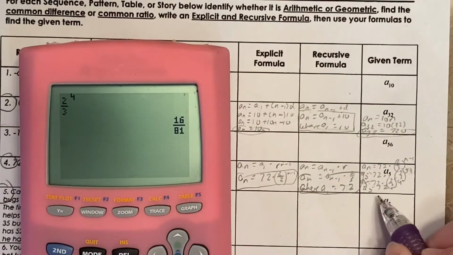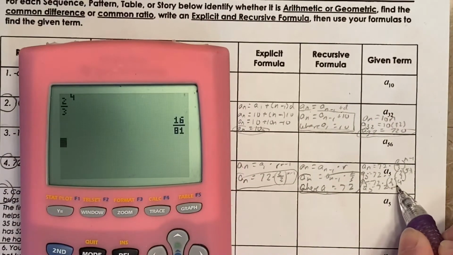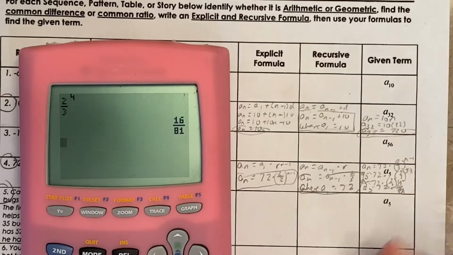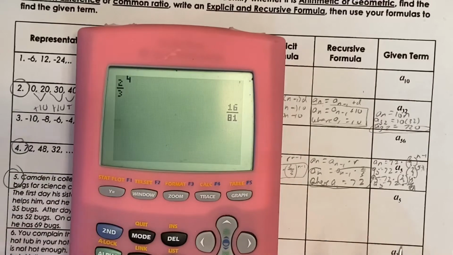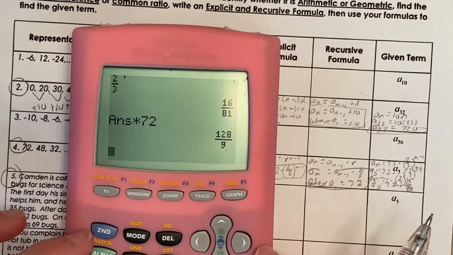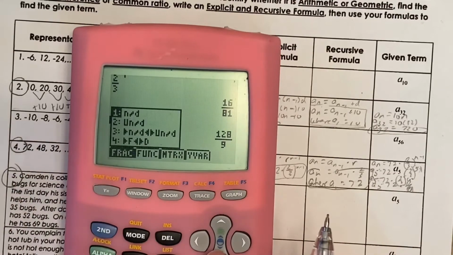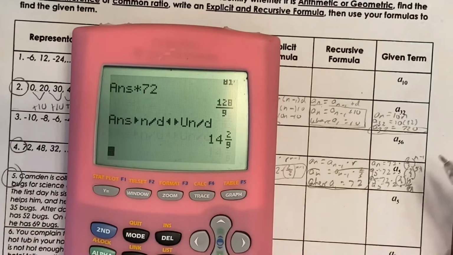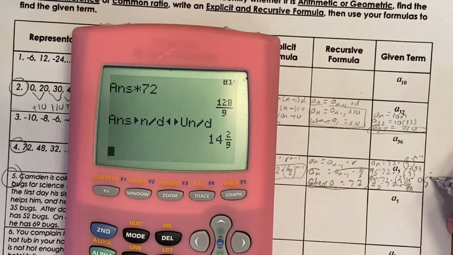So we have a sub 5 equals 72 times 16 over 81. And then we're going to do 16 over 81 times 72. And we want to change it to a mixed number. That's going to give us a sub 5 equals 14 and 2/9.